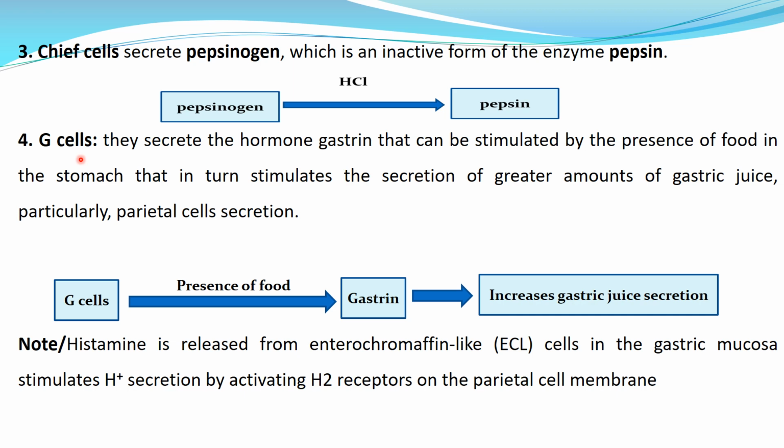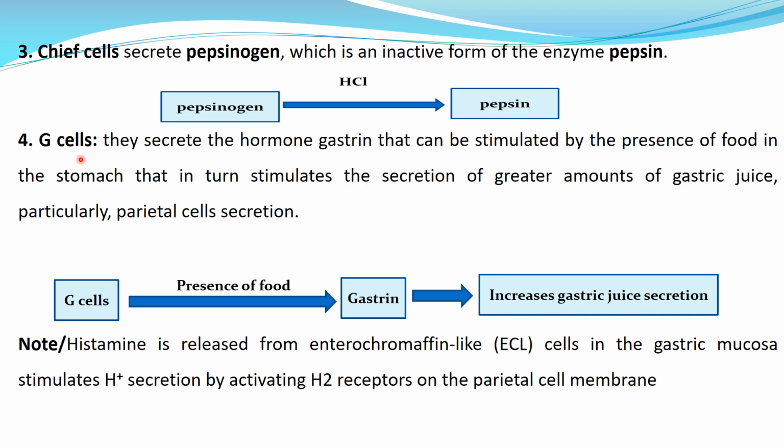So the fourth type of the cells of the gastric glands is called the G cells. These cells are responsible for the secretion of a hormone called gastrin. The gastrin secretion by the G cells can be regulated by the presence or absence of food within the stomach. When there is food within the stomach, the G cells are stimulated to secrete gastrin. Gastrin can stimulate the secretion of a greater amount of gastric juice, especially by the parietal cells. As we know, the parietal cell is a type of gastric cell.